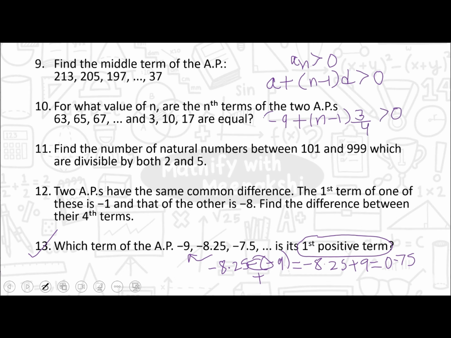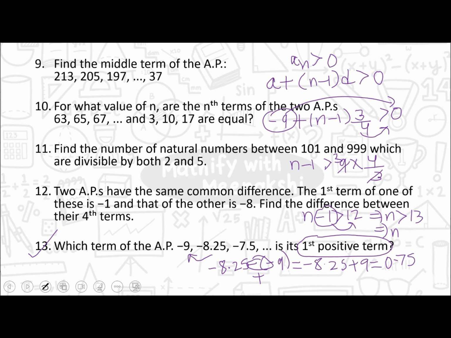Now just transpose minus 9 to that side, it becomes positive 9. You can write n minus 1 is greater than 9 into 4 by 3, because this 3 by 4 will become 4 by 3 when you transpose. Now just cut this. So you are left with n minus 1 is greater than 12. That means n is greater than 13, because you transpose minus 1 to the other side. This implies your n is 14. You can say that the 14th term of this AP is the first positive term.